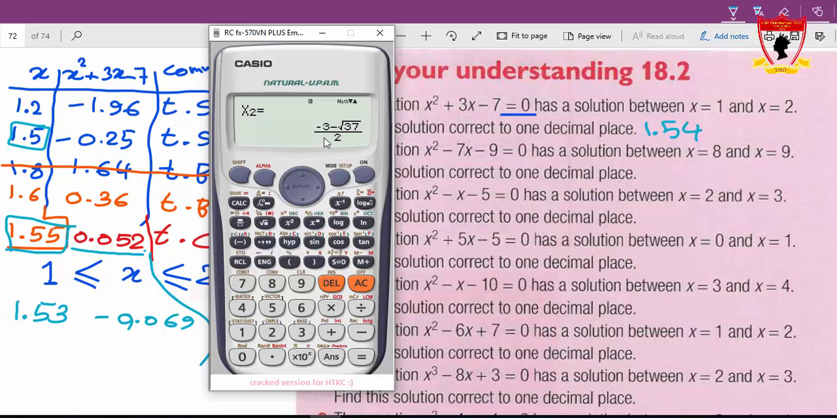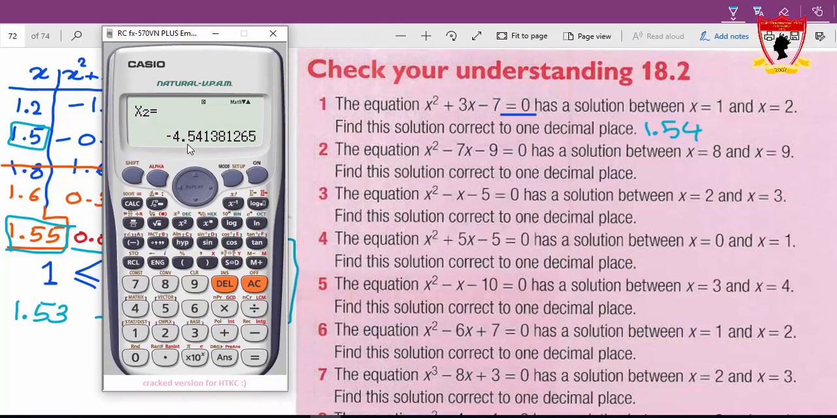Press equal again. You see the other solution is negative 4.541 and so on. We cannot write this answer for this question because this question wants the solution which is between 1 and 2, which is this one. For such questions, when the question says correct to one decimal place, we can just shortcut this number, and instead of writing all the 8 digits after the decimal point, we can just write 2 decimal places with it, and that's it.